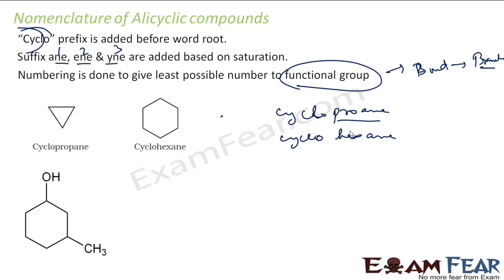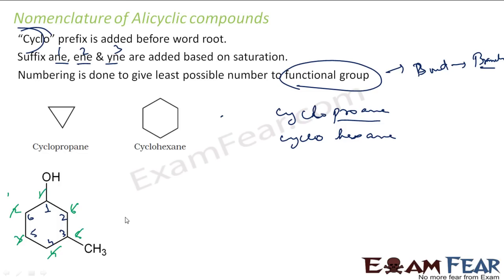Let's try to name this. As I told, the numbering has to be done in such a way that this functional group gets the least possible number. So I have the option of 1, 2, 3, 4, 5, 6. I also have another option of 1, 2, 3, 4, 5, 6. In both cases OH gets the first position, but here the branch gets 3 and here it gets 5. So I'll take the blue one, the 3 one. 5 I'll ignore because it has a higher number. Correct? So this is my numbering.